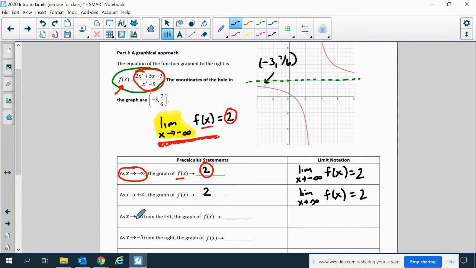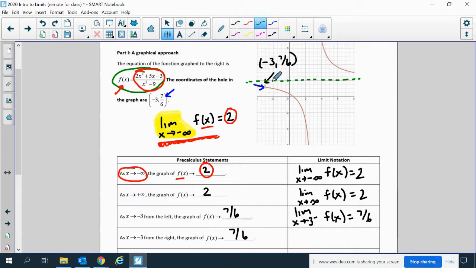Now let's look at what happens as the graph of f(x) approaches -3 for x. So that looks like this, and it's from the left, right? If we're approaching from the left, that means we're coming from the left side. It looks like it's approaching 7/6. So we would say the limit as x approaches -3 from the left. We put a little negative sign up where an exponent would be. That represents -3 from the left of f(x) equals 7/6.